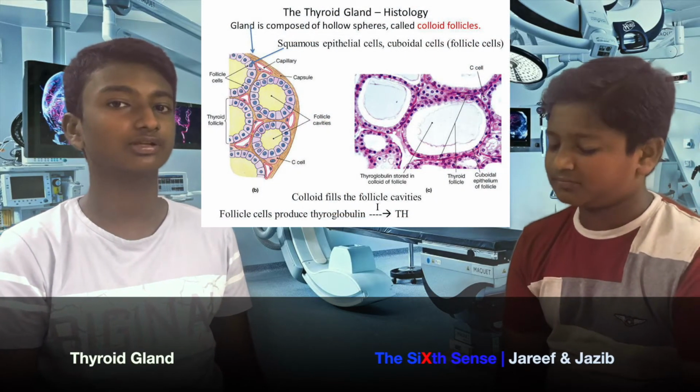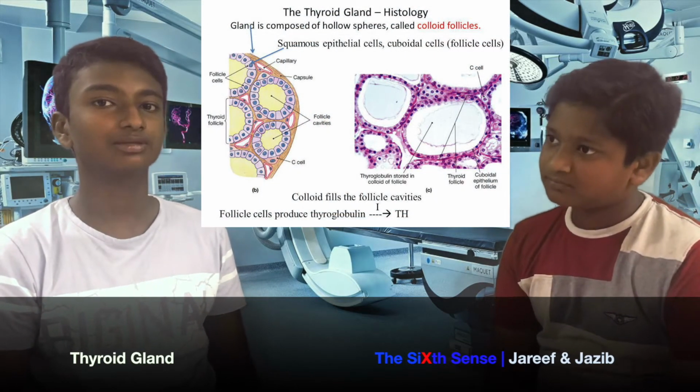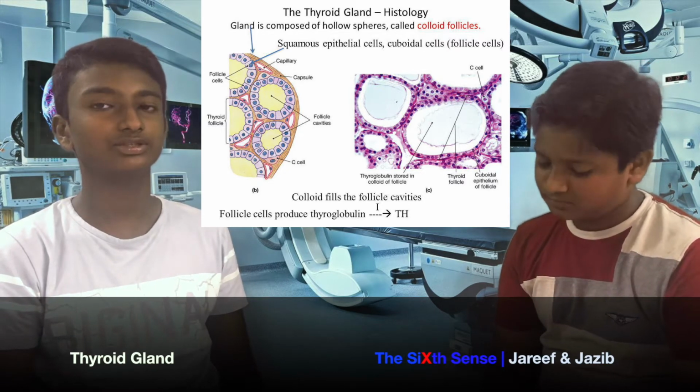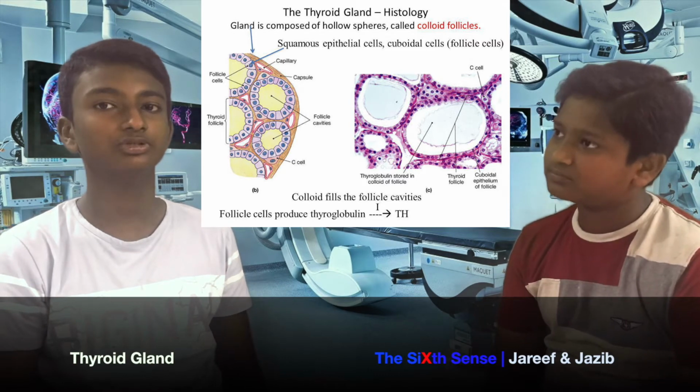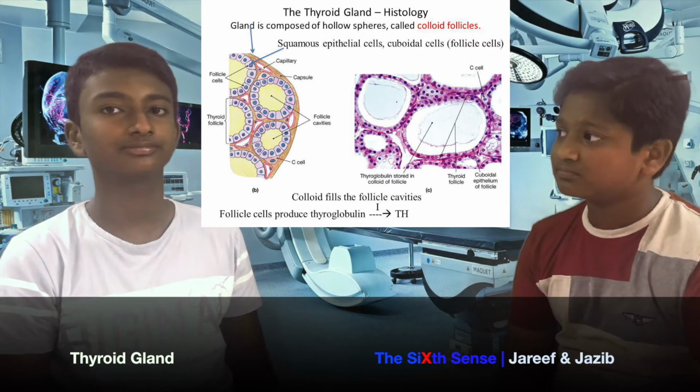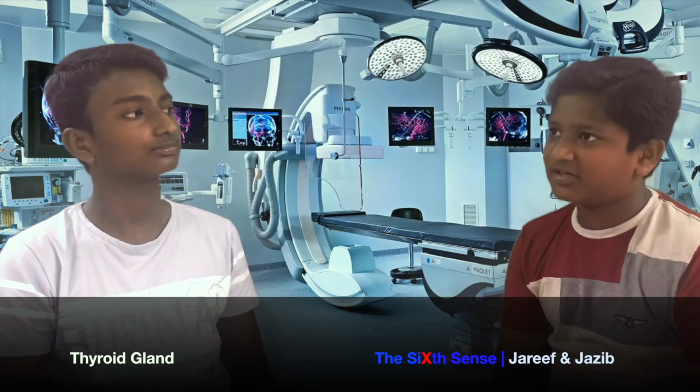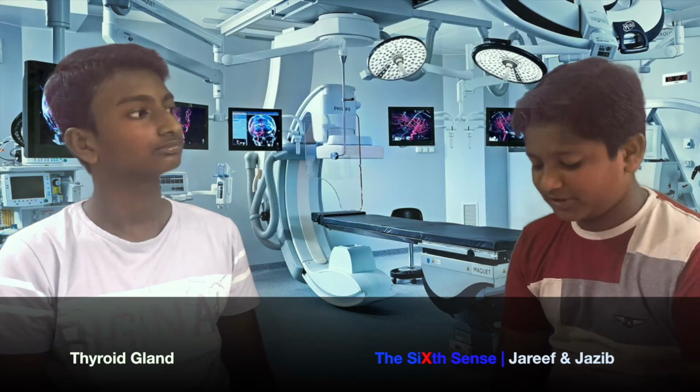So, can you tell me a bit more about the anatomy of the thyroid gland? Yeah. The thyroid gland is made of a type of cell called the follicular cell. These cells combine to form a ring, and inside these rings is a substance called a colloid. This colloid contains a protein called thyroglobulin. You told me earlier that the thyroid gland produces hormones. What hormones does it produce?